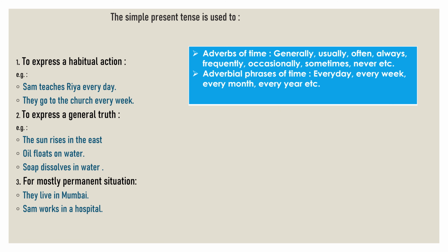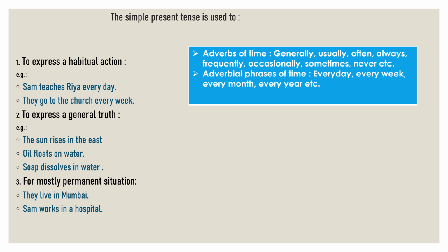Now let's see the use of simple present tense in different contexts. We use the simple present tense to express habitual actions or repeated actions. In simple present tense, we often use adverbs of time such as generally, usually, often, always, frequently, occasionally, sometimes, never, etc. And we also add adverbial phrases of time like every day, every week, every month, every year. Example: Sam teaches Ria every day, which means Sam has the habit of teaching Ria every day.